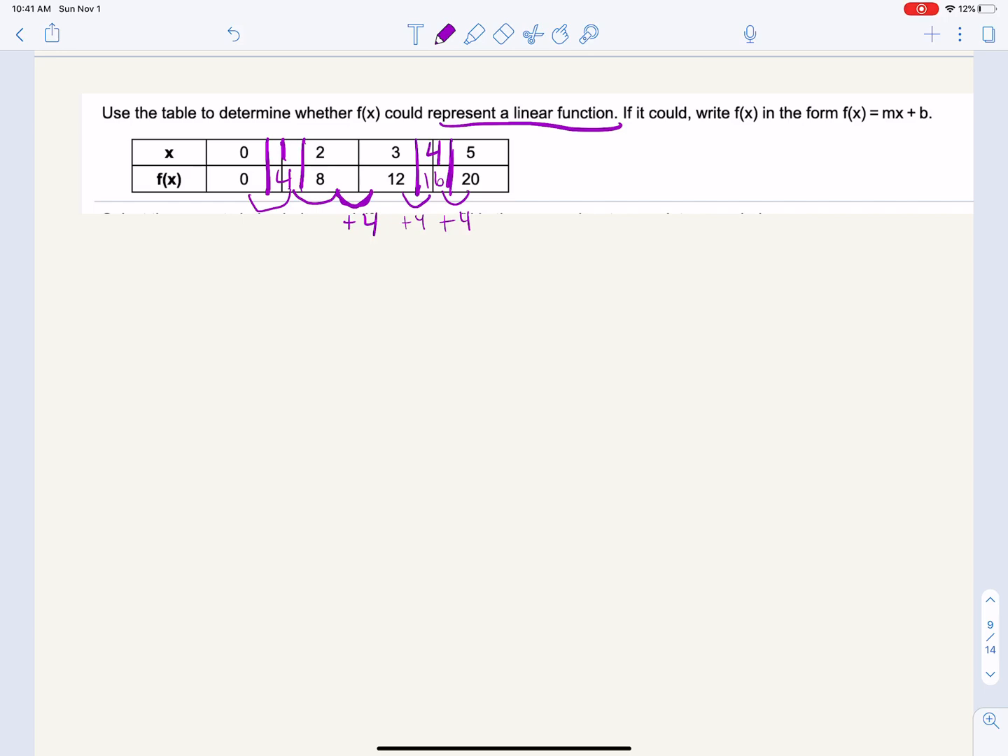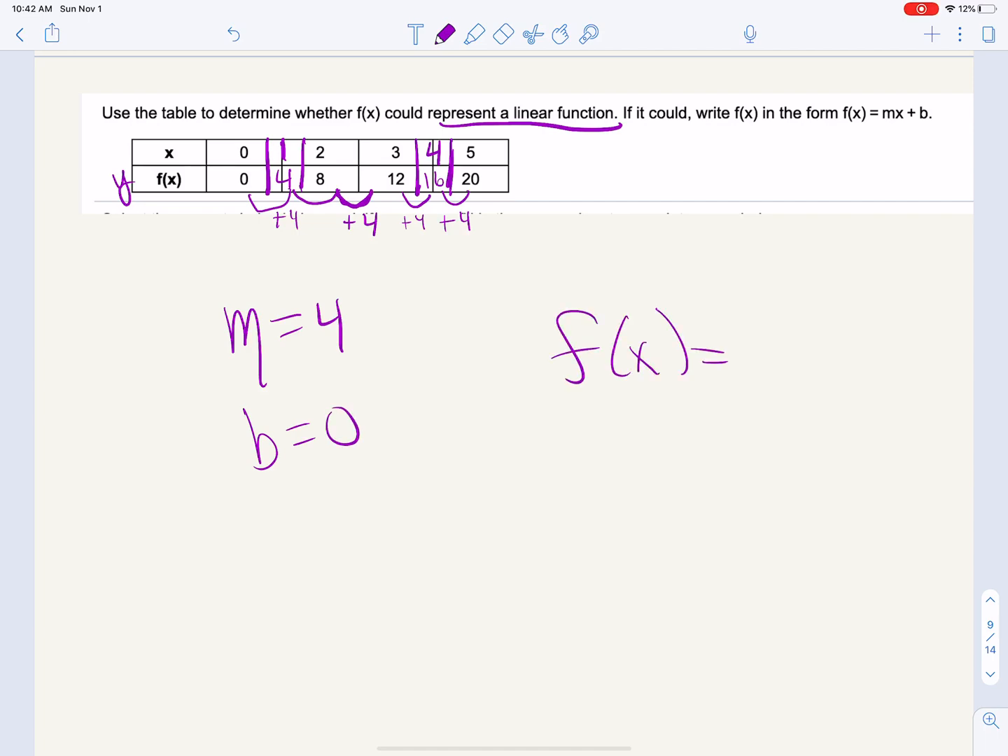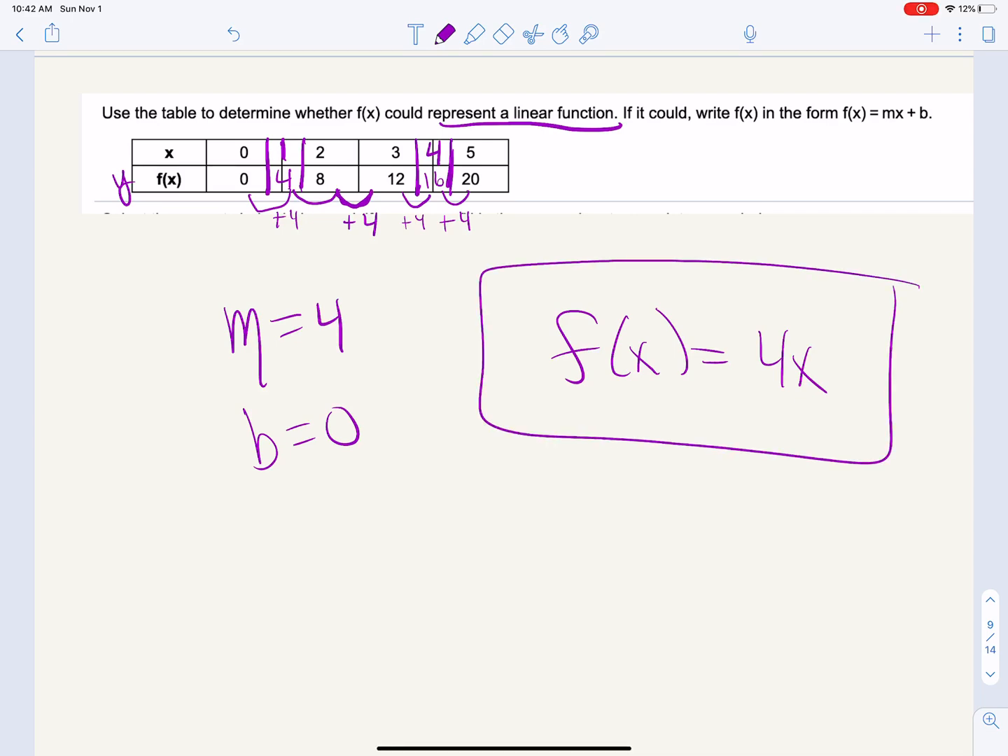Again, guys, if your x's are going by 1s, but your rate on the y values is changing, then it would not be a linear function. So not everything is a linear function. In this case, it is. So my slope is 4, and they gave me my y-intercept, which would be a 0. So we would say f of x equals 4x, and I don't need to state plus 0. So there's my function.